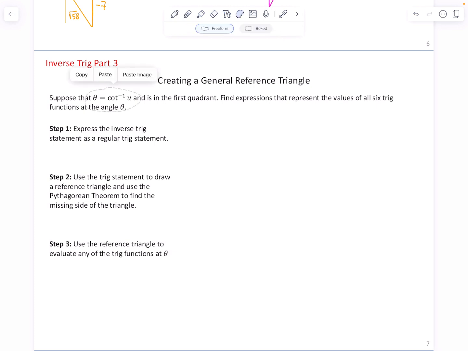So theta is the arccotangent of u. So u is a ratio and theta is an angle. Therefore, the cotangent of that angle theta will be equal to that ratio u. And cotangent is adjacent over opposite. So think of this u as being over a 1. This allows us to do step 2, which is use the trig statement to draw a reference triangle and use the Pythagorean theorem to find the missing side of the triangle.